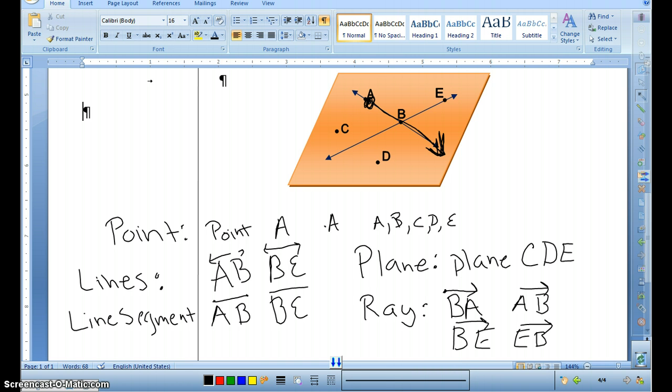Alright. Remember, a ray is the only one where the letters actually make a difference. If you write them the wrong way, your endpoint and arrow may not be over the right letter. Make sure your endpoint is over the correct letter and then your arrow is over the letter that it needs to be.